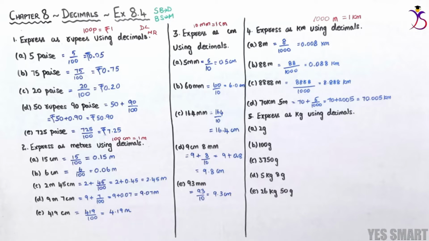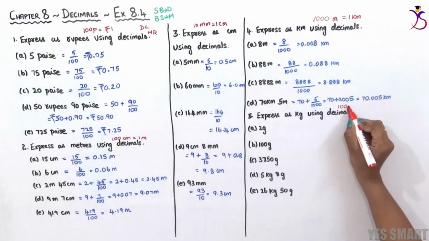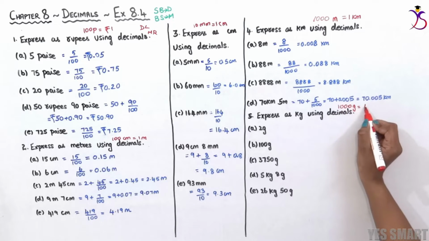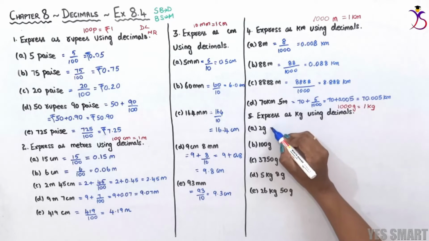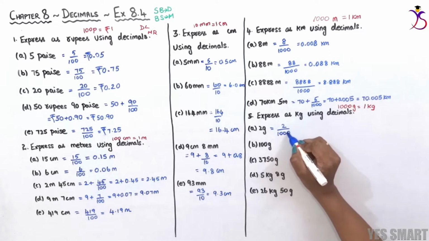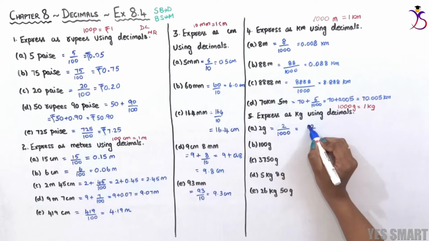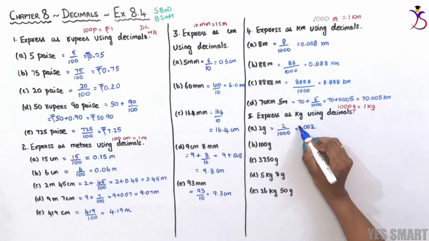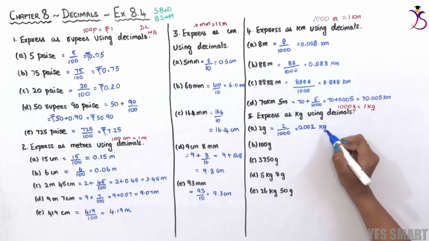Last sum: express as kg using decimals. We know that 1000 gram equals 1 kilogram. So same as the fourth sum, let's solve this as well. First subdivision, 2 gram, which is equal to 2 divided by 1000. So 1, 2, 3. I'm just placing the dot here. In front I'm writing 0. So it is 0.002 kg.